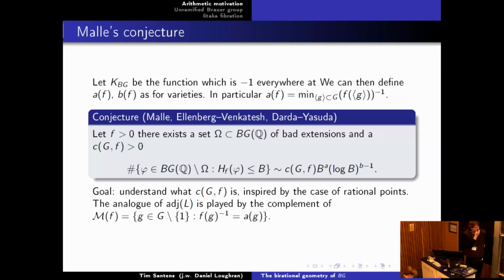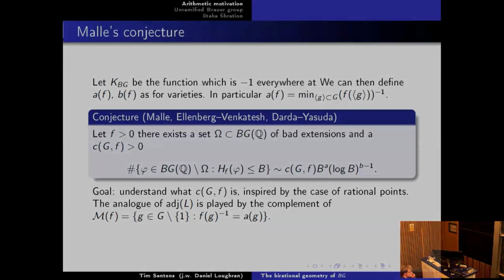Okay, let me also mention the analog of the adjoint. These are displayed by the set of non-identity elements in G where your function takes the minimal value, and the adjoint is somehow the complement of this set. But it turns out for this BG case it's much more reasonable. Remember this, maybe I'll write it down. Important.